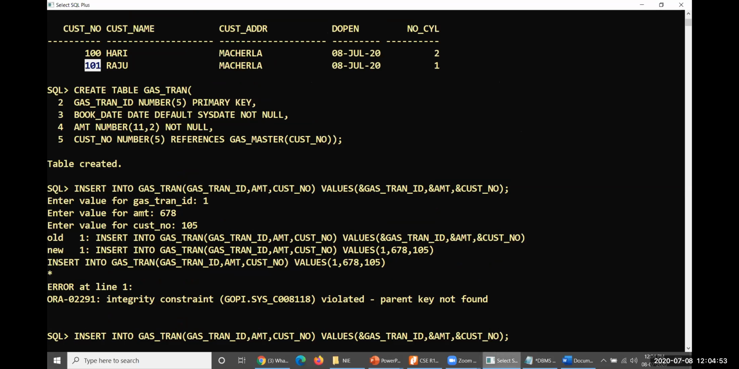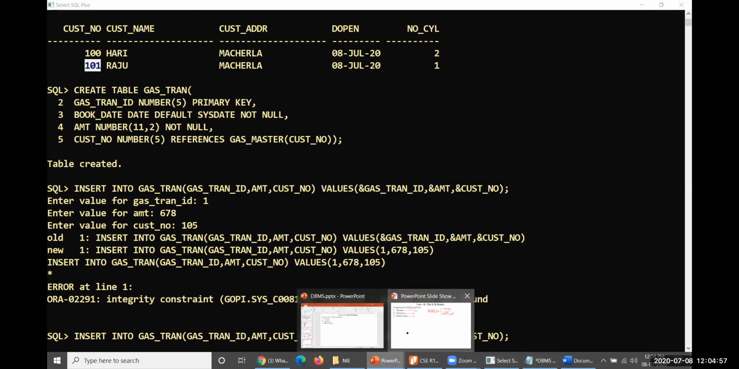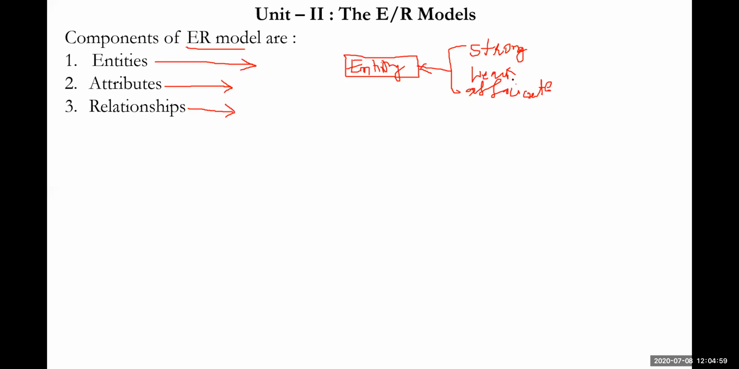Such kind of entities are called weak entities. And how you can represent these weak entities in an entity relationship diagram is here. You have to represent them using the same rectangular box, but with a double line.